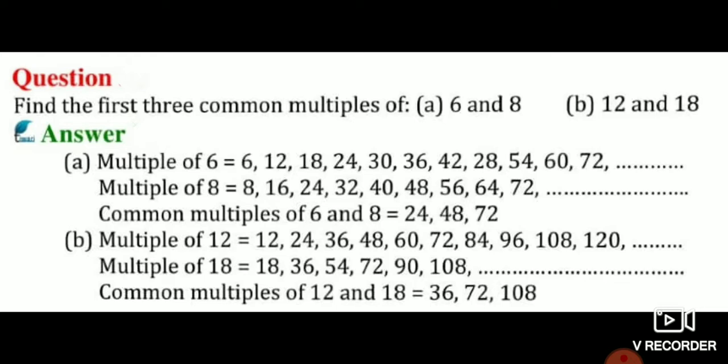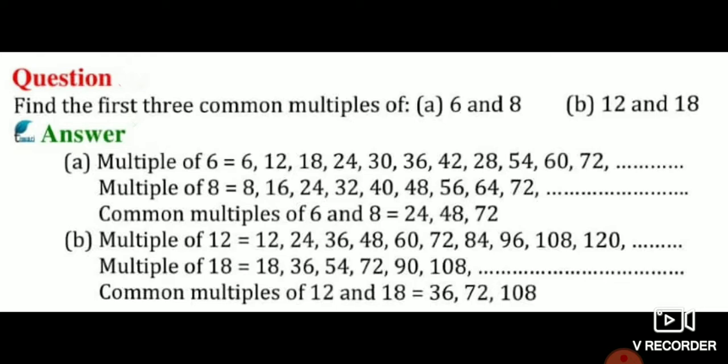Next 12 fives are 60, so 60 is a multiple of 12. Next 12 sixes are 72, so 72 is a multiple of 12. Next 12 sevens are 84, so 84 is a multiple of 12. Next 12 eights are 96.